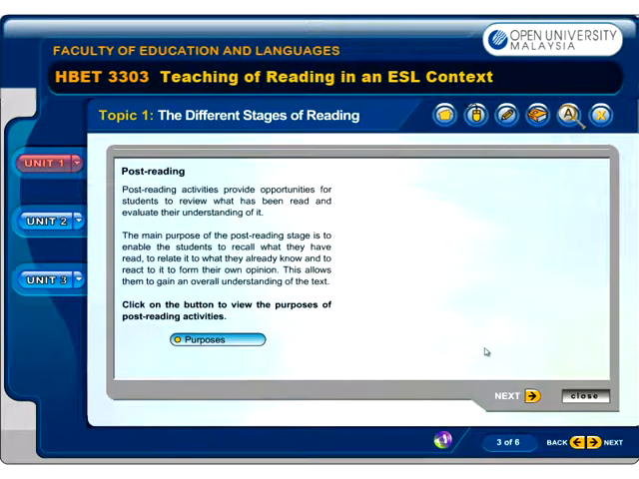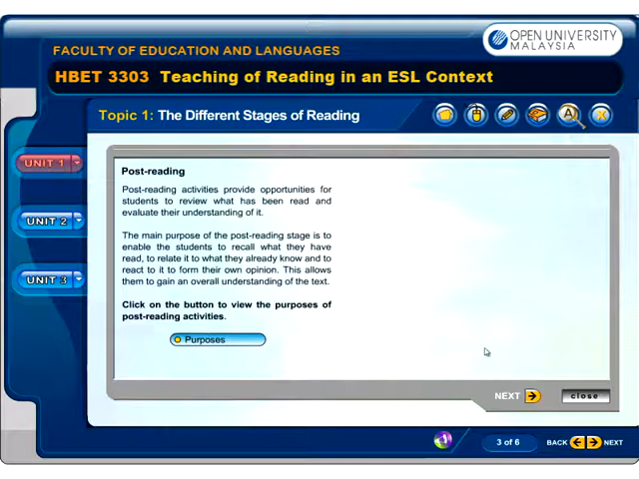Post-reading activities provide opportunities for students to review what has been read and evaluate their understanding of it. The main purpose of the post-reading stage is to enable the students to recall what they have read, to relate it to what they already know, and to react to it to form their own opinion. This allows them to gain an overall understanding of the text.